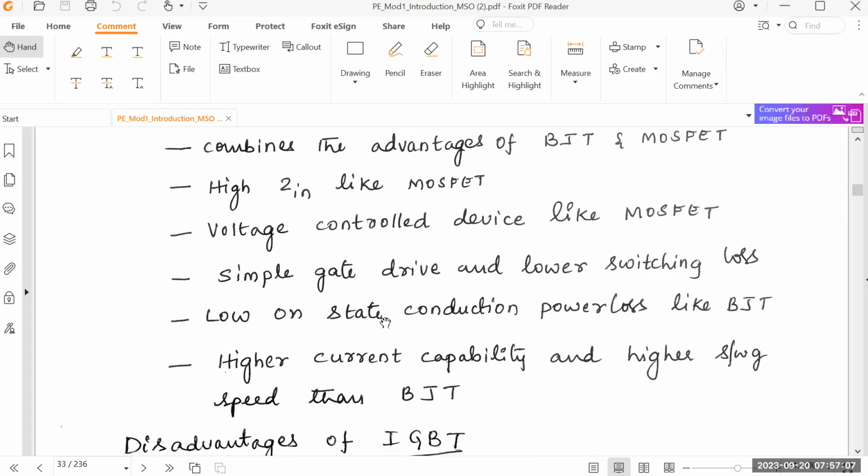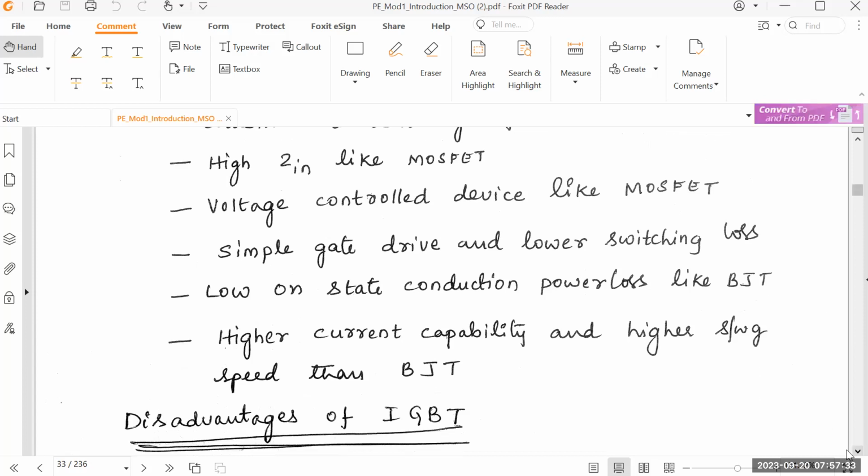Now, low on-state conduction power loss: like the BJT, it has low on-state conduction power loss. The power loss is low. Why is the power loss low? Because the voltage drop is very small, which happens mostly in the BJT. So just like the BJT, there is a low power loss. If power loss is low, that means the voltage drop is also low.